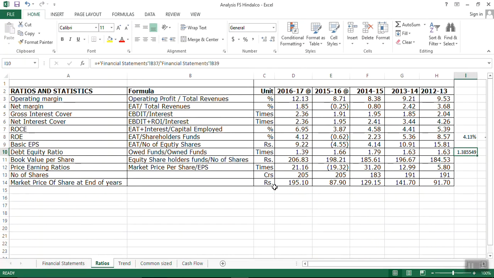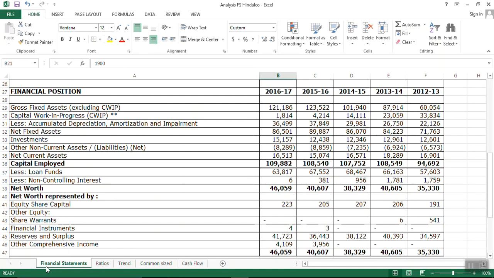Now have a look at what has happened in this company in the last few years. In 2012-13 the debt equity was 1.63. In 2013-14 the debt equity stayed the same at 1.63. In 2014-15 the company borrowed more, and in 2015-16 and 2016-17 they are trying to pay off that debt. Earlier in our videos, we had seen that the company was trying to pay off that debt through the cash flow statement. We will have a look at it once more.